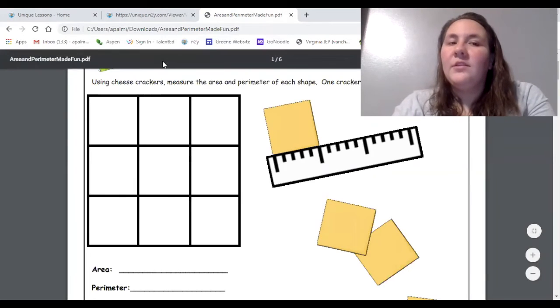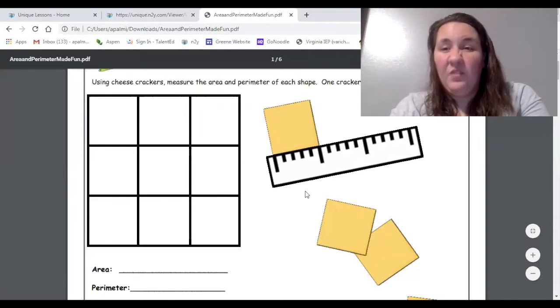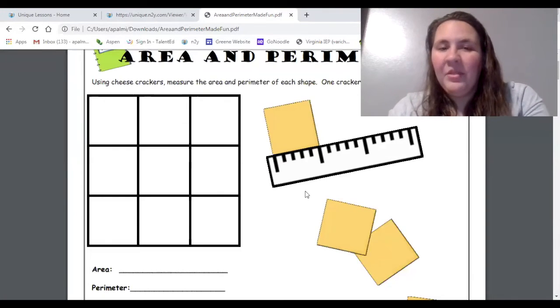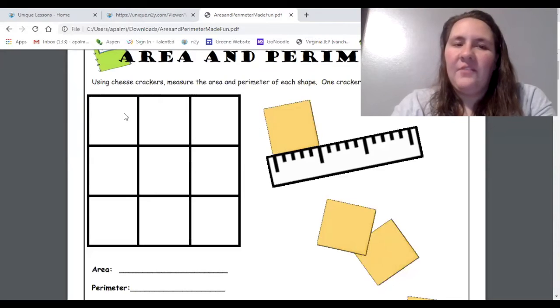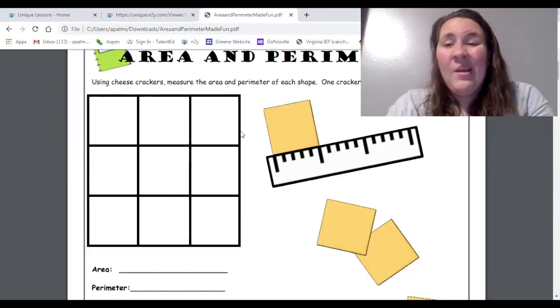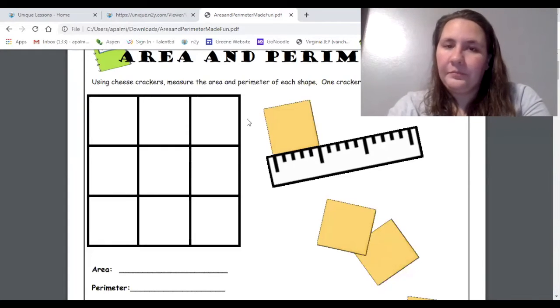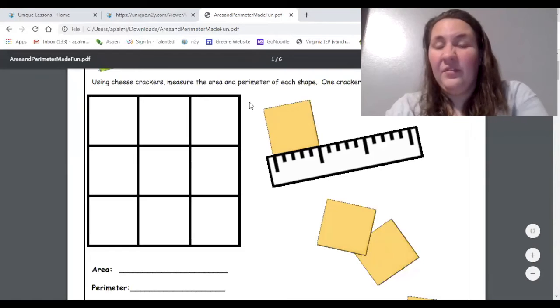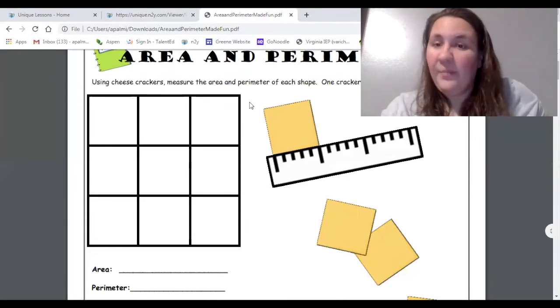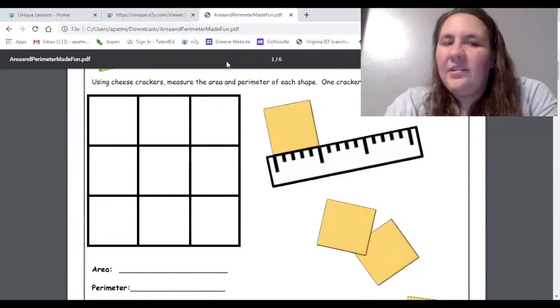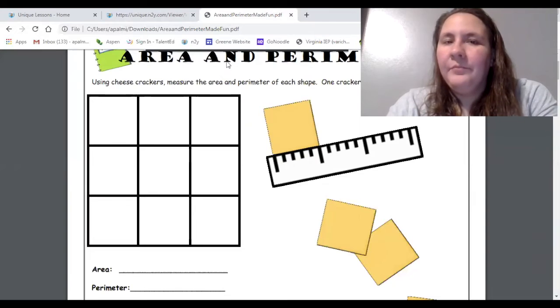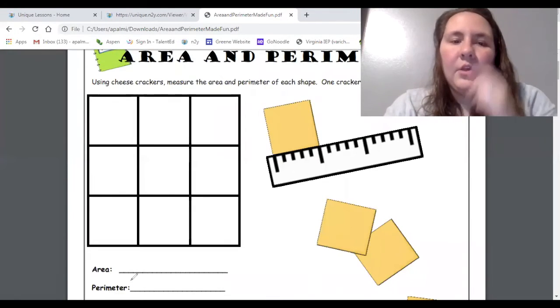And you will see that this says using cheese crackers because I like to do math with food. It always makes it a little bit better. And then cheese crackers are nice because they fit right into these squares. But I'm going to use my pencil for this so that you guys can see Miss Daly modeling how to do the answers. It would be very hard for me to use cheese crackers on my computer. So I'm going to stick to using my marker. Okay, so let's look at our question.